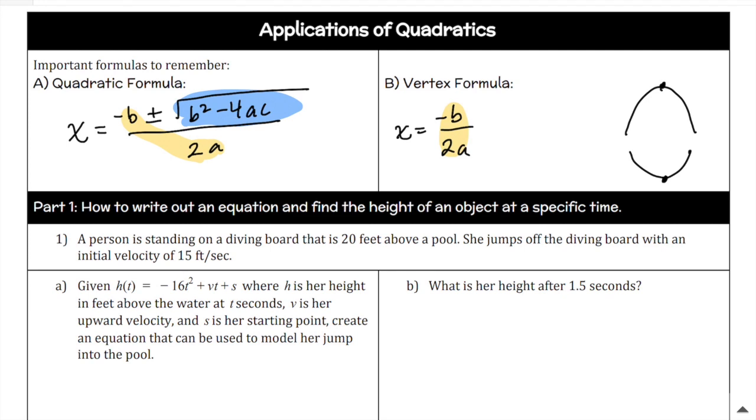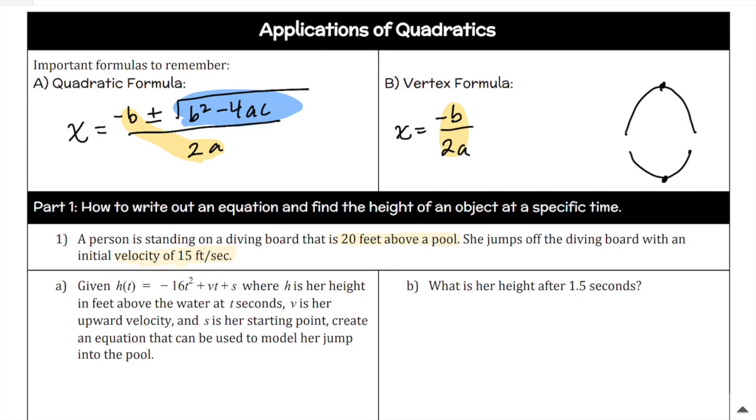Part one is how to write out an equation and find the height of an object at a specific time. So I have a person standing on a diving board that is 20 feet above a pool. She jumps off the diving board with an initial velocity of 15 feet per second. This sounds more difficult than it really is, to be honest with you. So let's just break this down. We have a diving board that is 20 feet above the pool, and we are jumping off this board with an initial velocity of 15 feet per second.